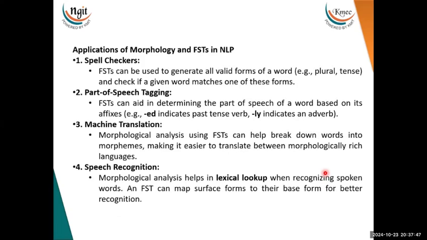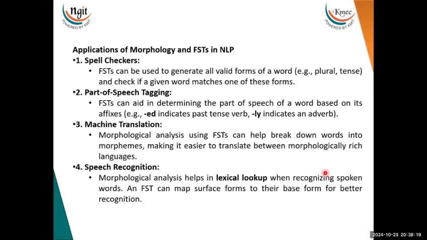Then, applications of morphology and FSTs in natural language processing. FSTs can be used, the first one being spell checkers. FSTs can be used to generate all valid forms of a word, for example the plural, and check if a given word matches one of these forms. Nowadays you can see many of your devices coming up with these spell checkers, wherever it suggests what the correct spelling is.